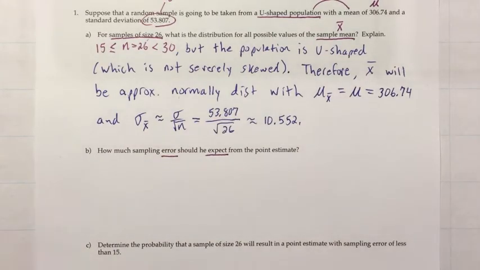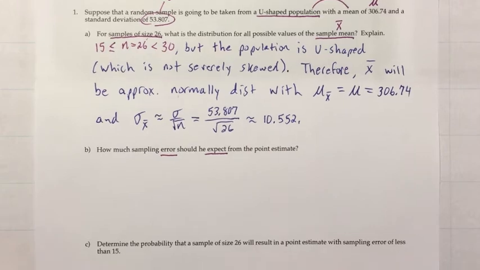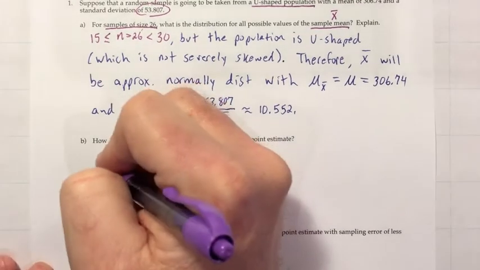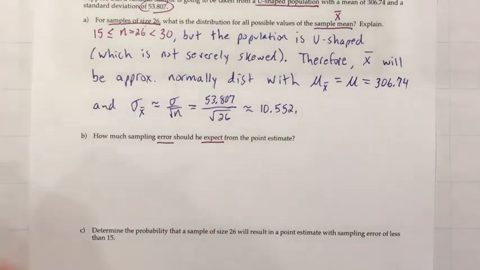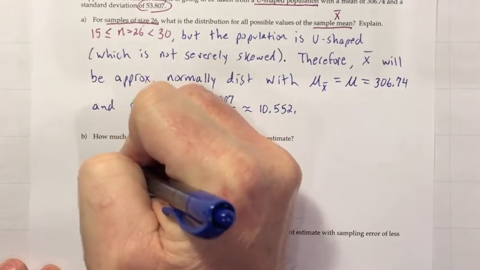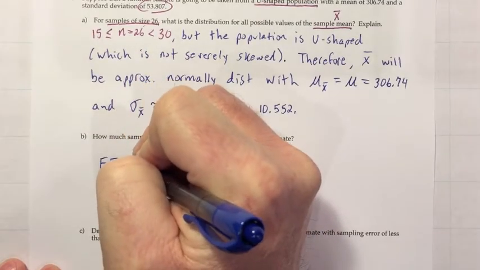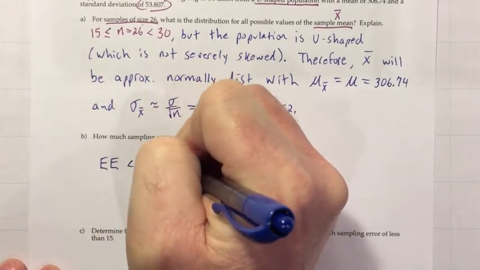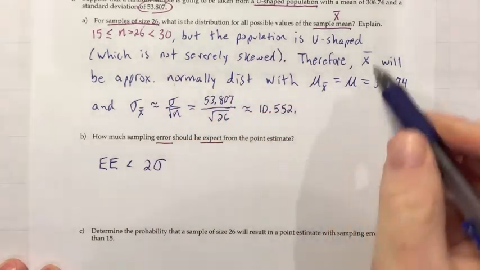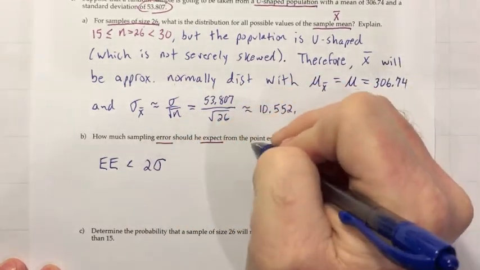So the opposite of getting an expected amount of error would be to get an unusual amount of error. And we should be comfortable with the idea that something is unusual when it's more than 2 standard deviations away from the mean. So hopefully that reminds you then that expected error is anything that's less than 2 standard deviations. So our expected error, go ahead and label that as EE, would be anything that is less than 2 standard deviations of the variable that we're working with, and our variable in this problem is x bar. That's going to be our estimate.